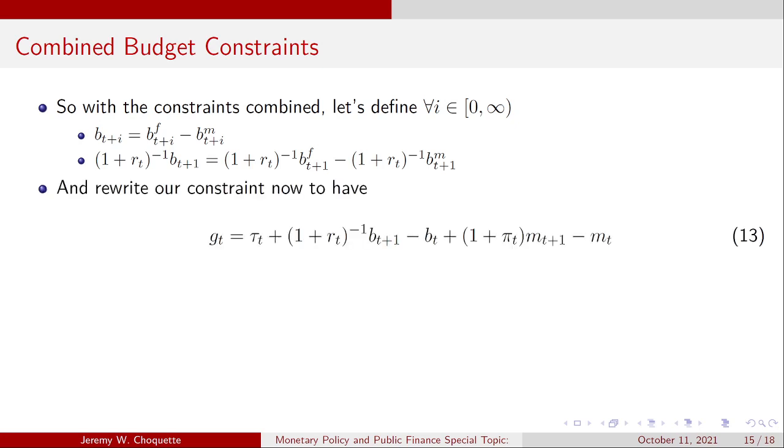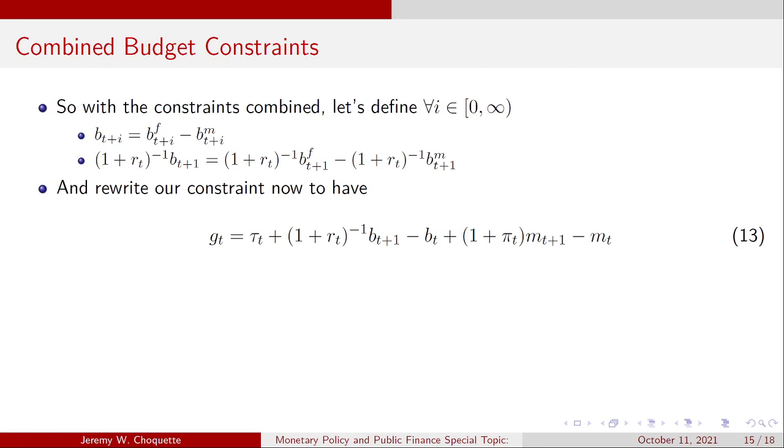So I rewrite the constraint now to have basically this. It's a little bit simpler, a little bit nicer to look at, because really we're concerned about the debt that's being held by the public at the moment. Now, the debt being held by the monetary authority is important, and that is an interesting question to ask, but that's not a question we're really going to be asking in this particular context. We're concerned about the debt being held by the public.